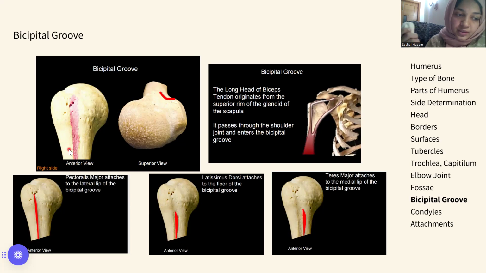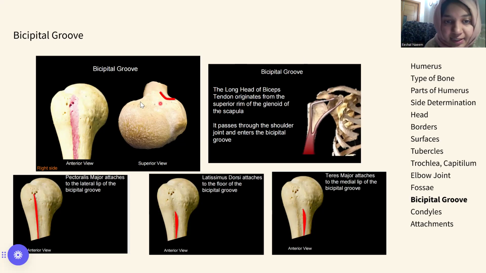Why is it important? Because it's a narrow groove located between the lesser and greater tubercle, and the long head of the biceps brachii tendon runs through this groove, and the latissimus dorsi muscle attaches to its floor. So the floor of this groove attaches the latissimus dorsi muscle, and this sulcus lets the biceps brachii tendon run through it.